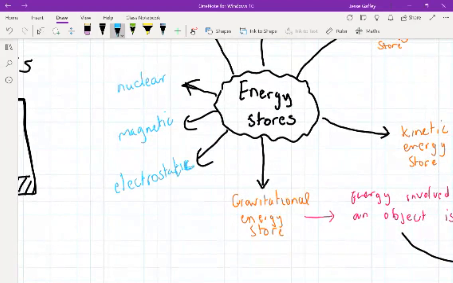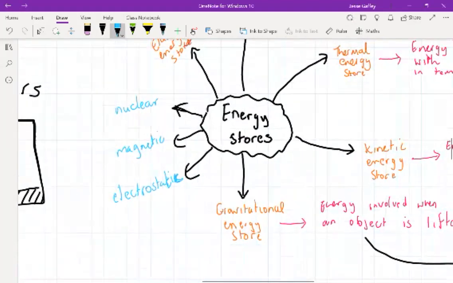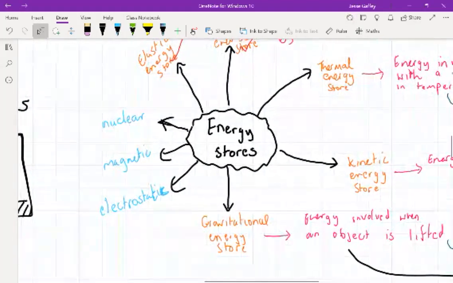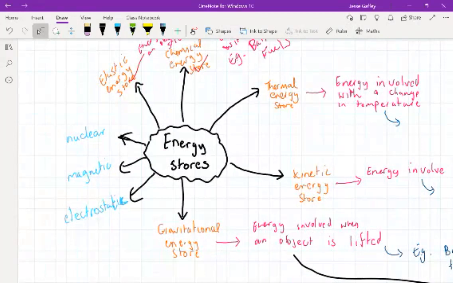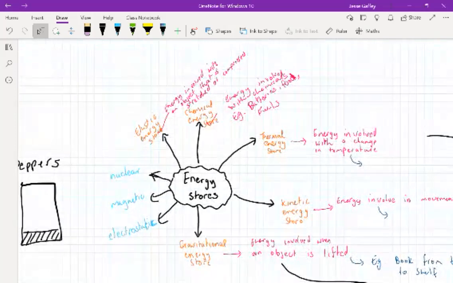Now notice, every time I say kinetic, I always follow it with energy store. That's important. You don't really just want to drop it and just talk about kinetic. You want to say kinetic energy store. So I purposely do that every time because it's important.